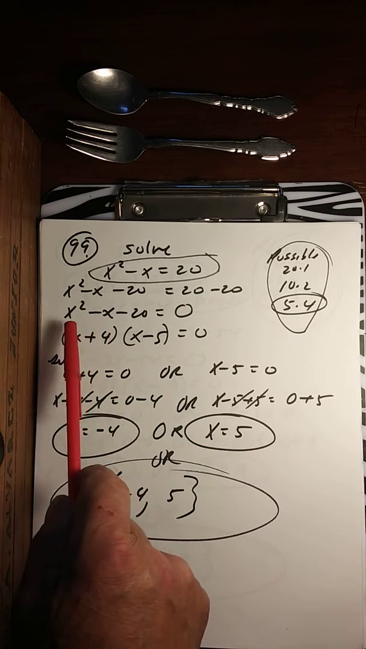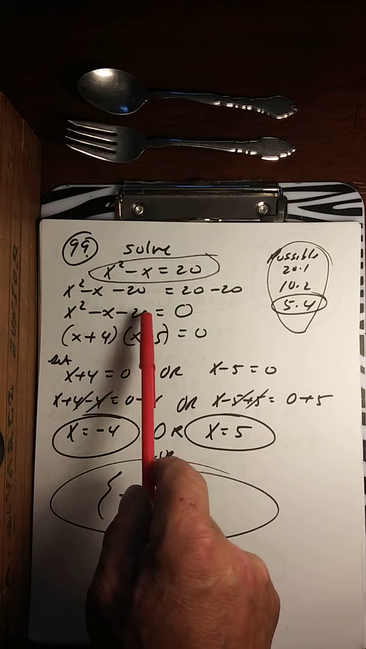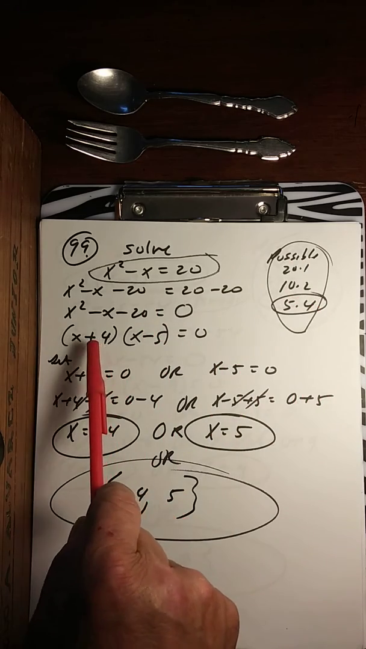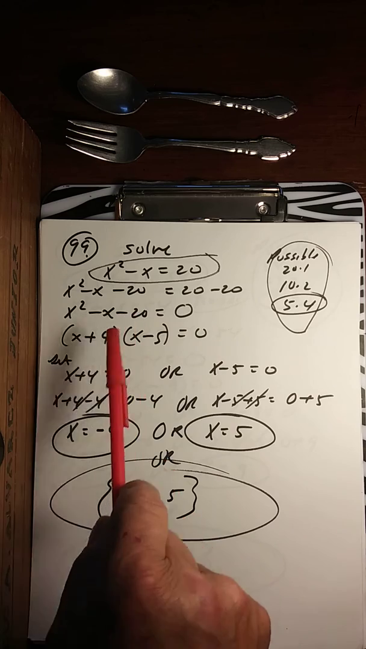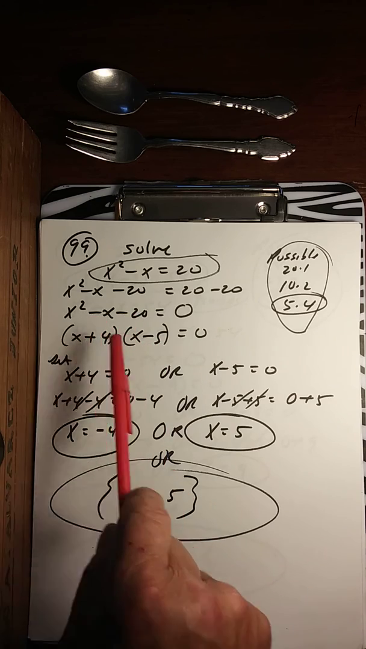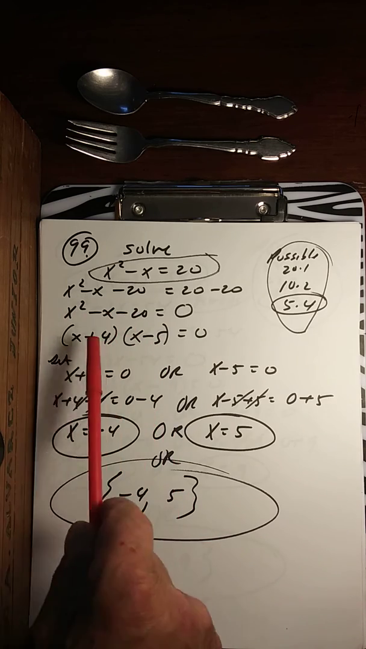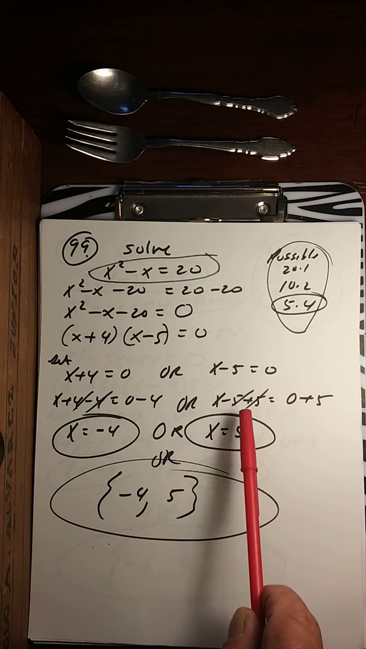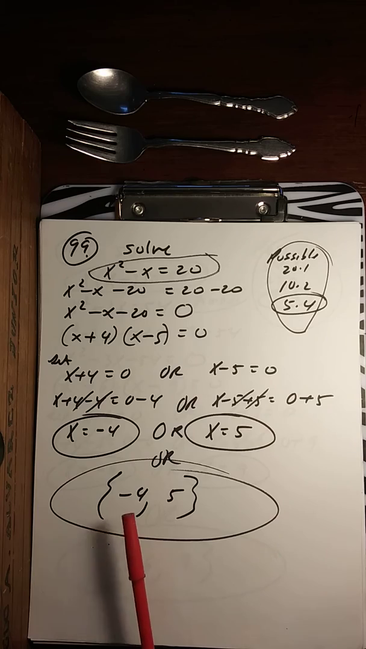This one, solve this. Minus 20, so you have x squared minus x minus 20 equals that. Now these are possible answers for 20, but I'm going to go with 5, 4. Negative 4 times negative 5, is that negative 20? Yes. 4 minus 5, is that negative 1? Yes. So this and this are the same. X plus 4 equals 0, minus 4, so x is negative 4. X minus 5 equals 0, plus 5, so x equals 5. So negative 4 and 5.